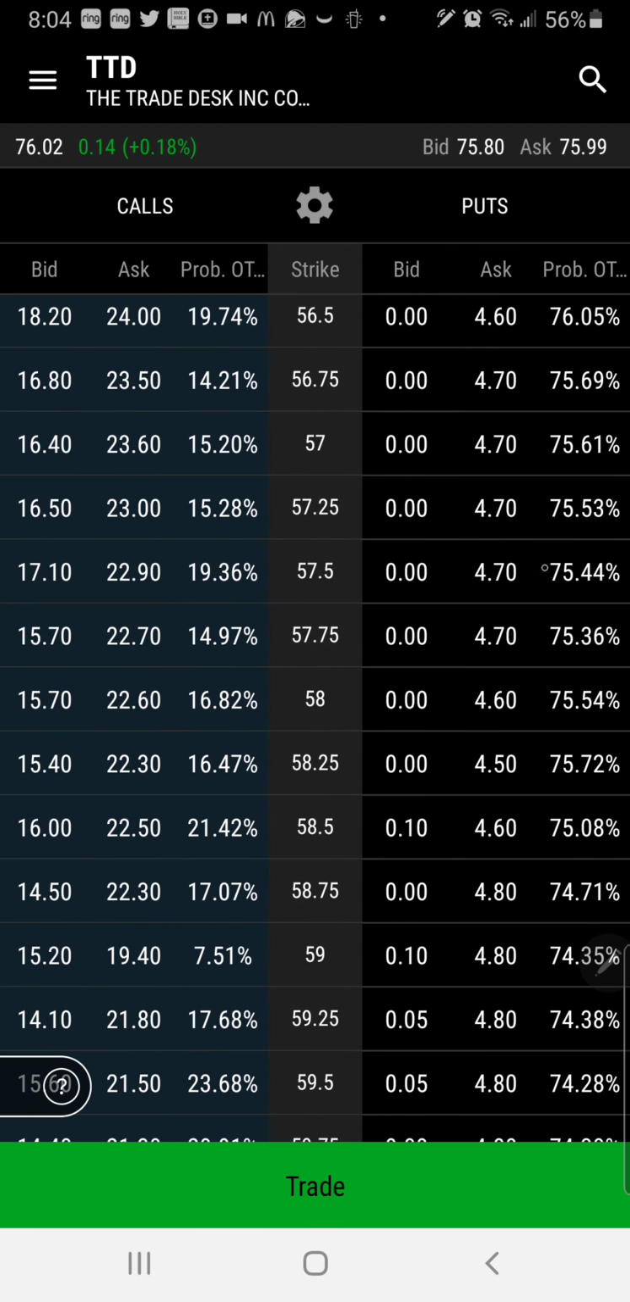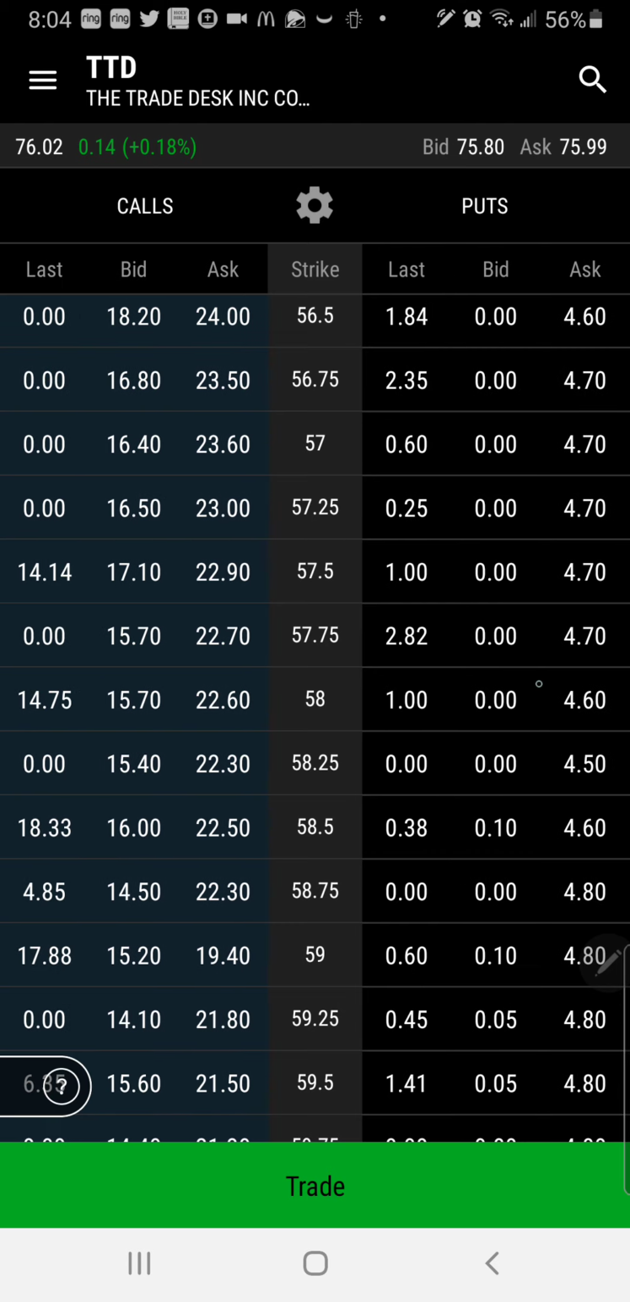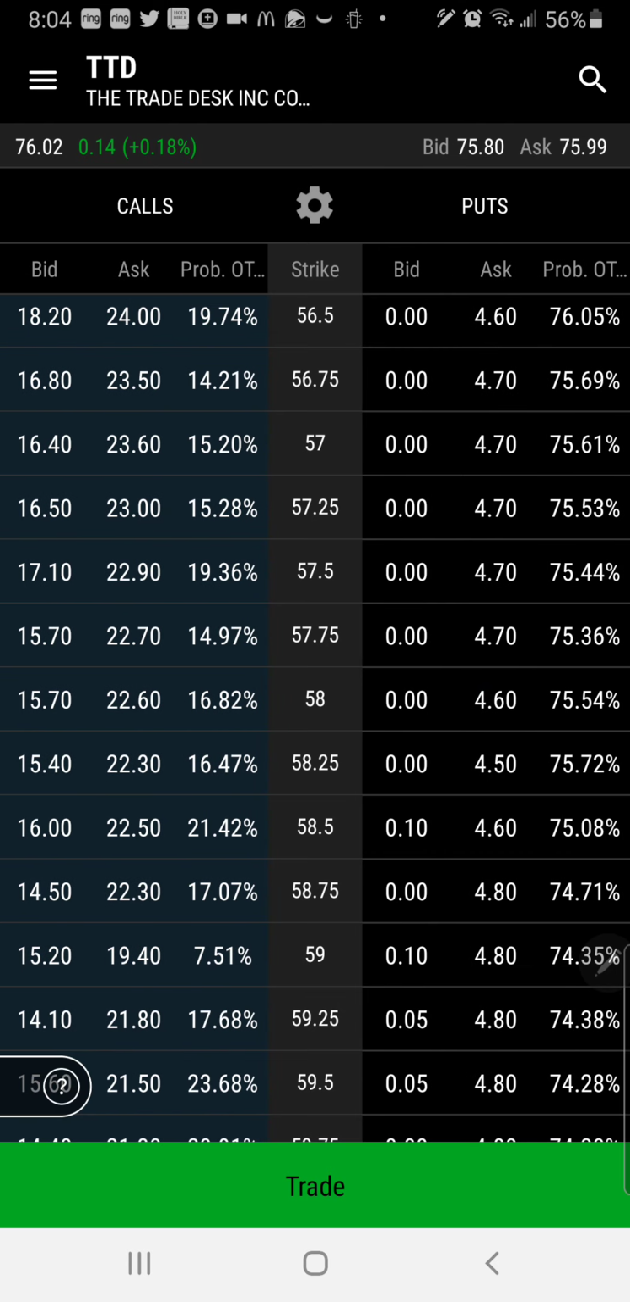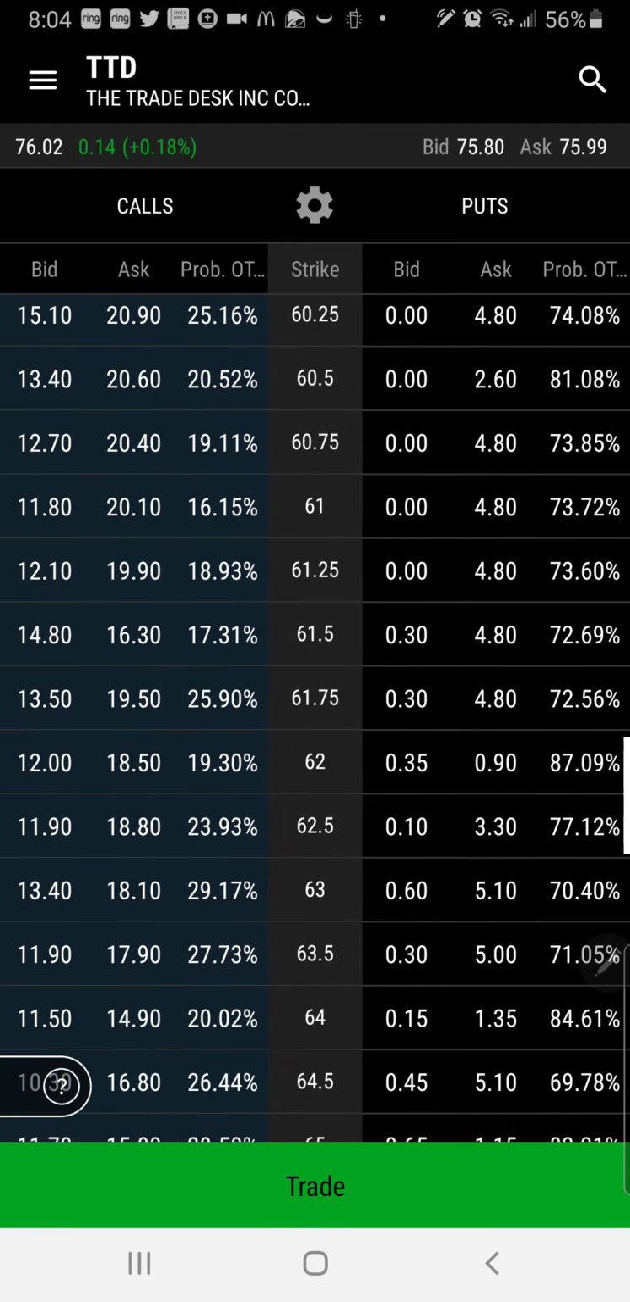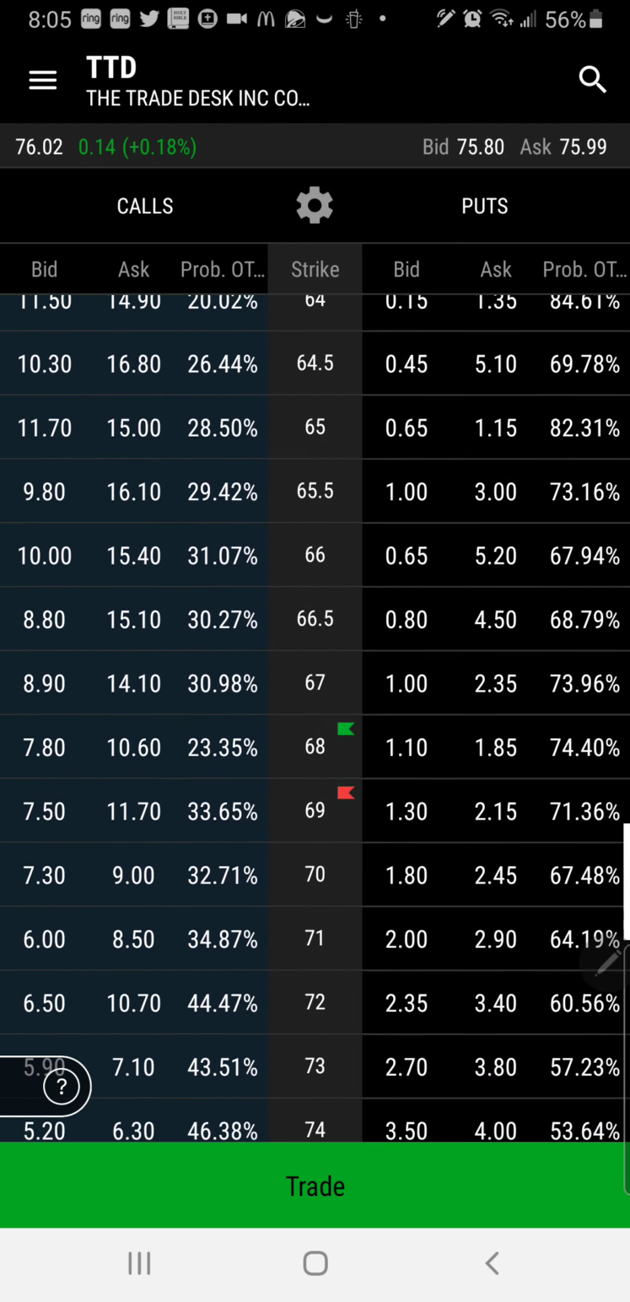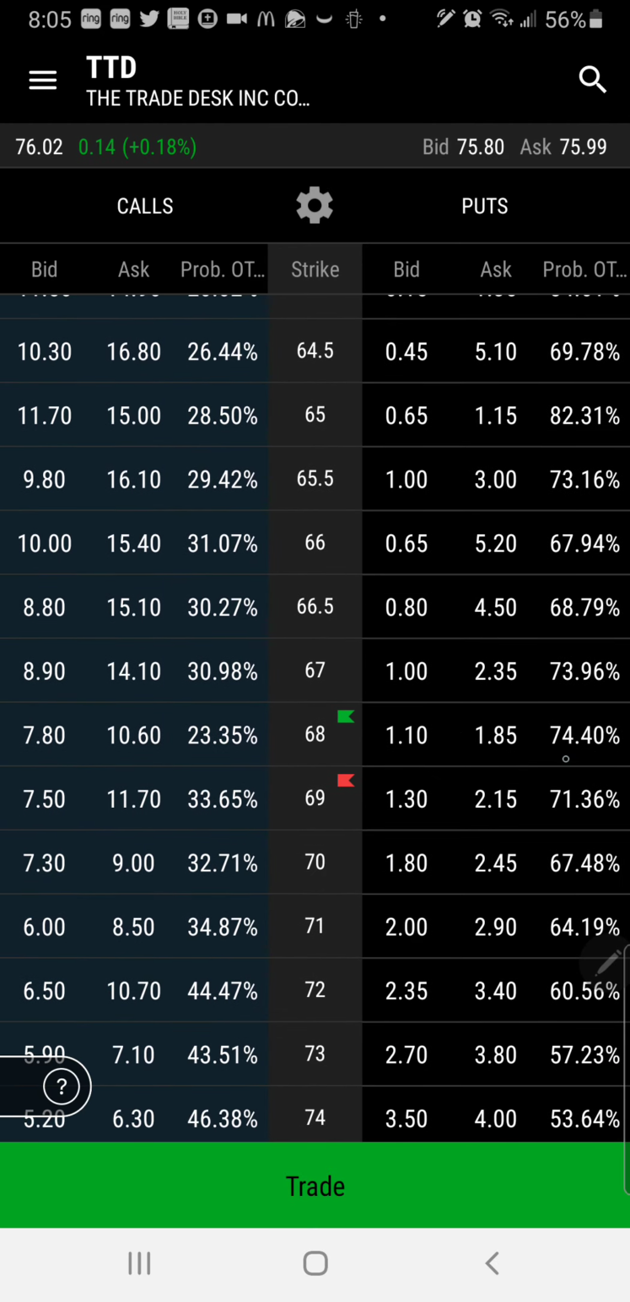And look, these have no bids, so this is a great learning opportunity. I'm glad I looked at Trade Desk. Because there's no bids right here, guess what? These probabilities are going to be wrong. There is no demand here. These probabilities are wrong. If you have a bid and an ask in there, though, it's going to be fairly accurate.